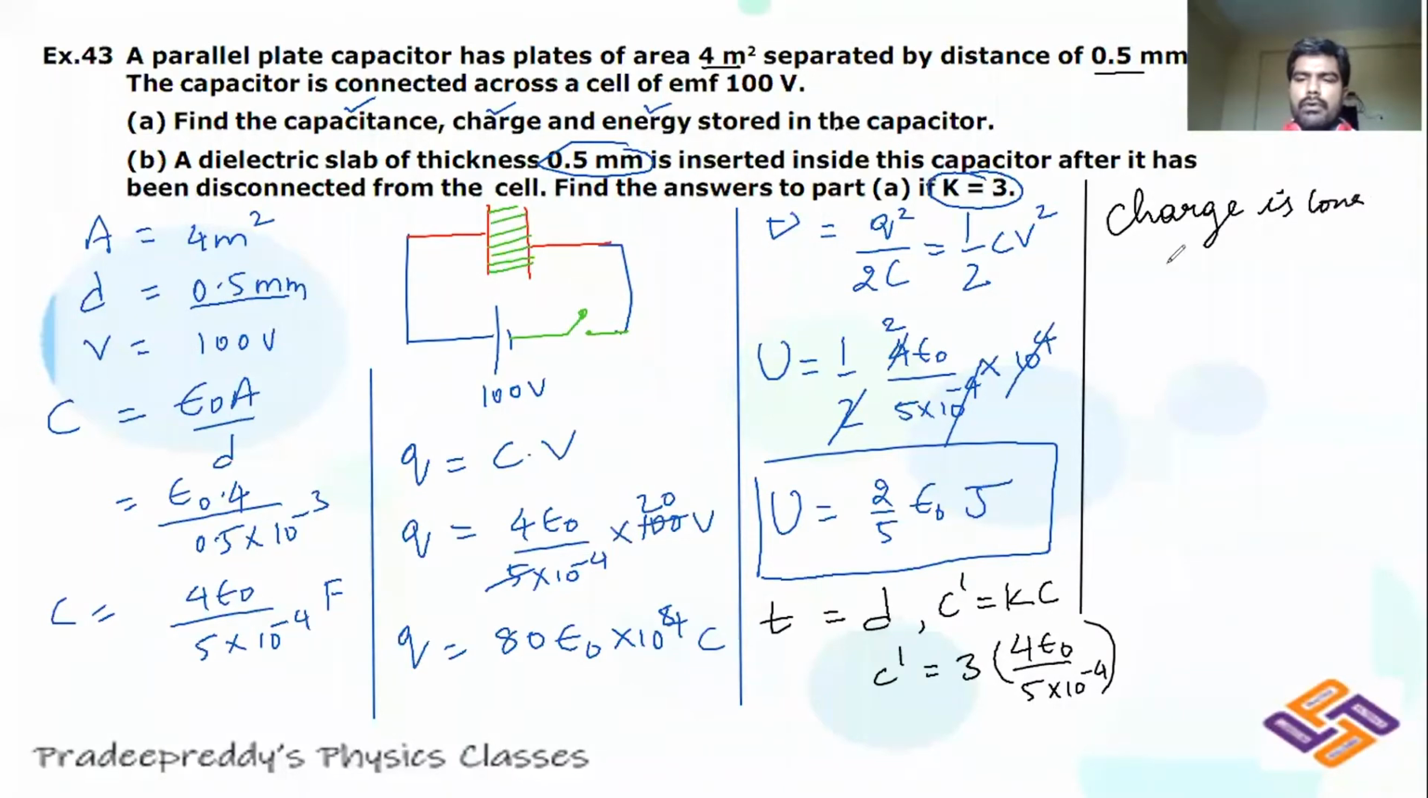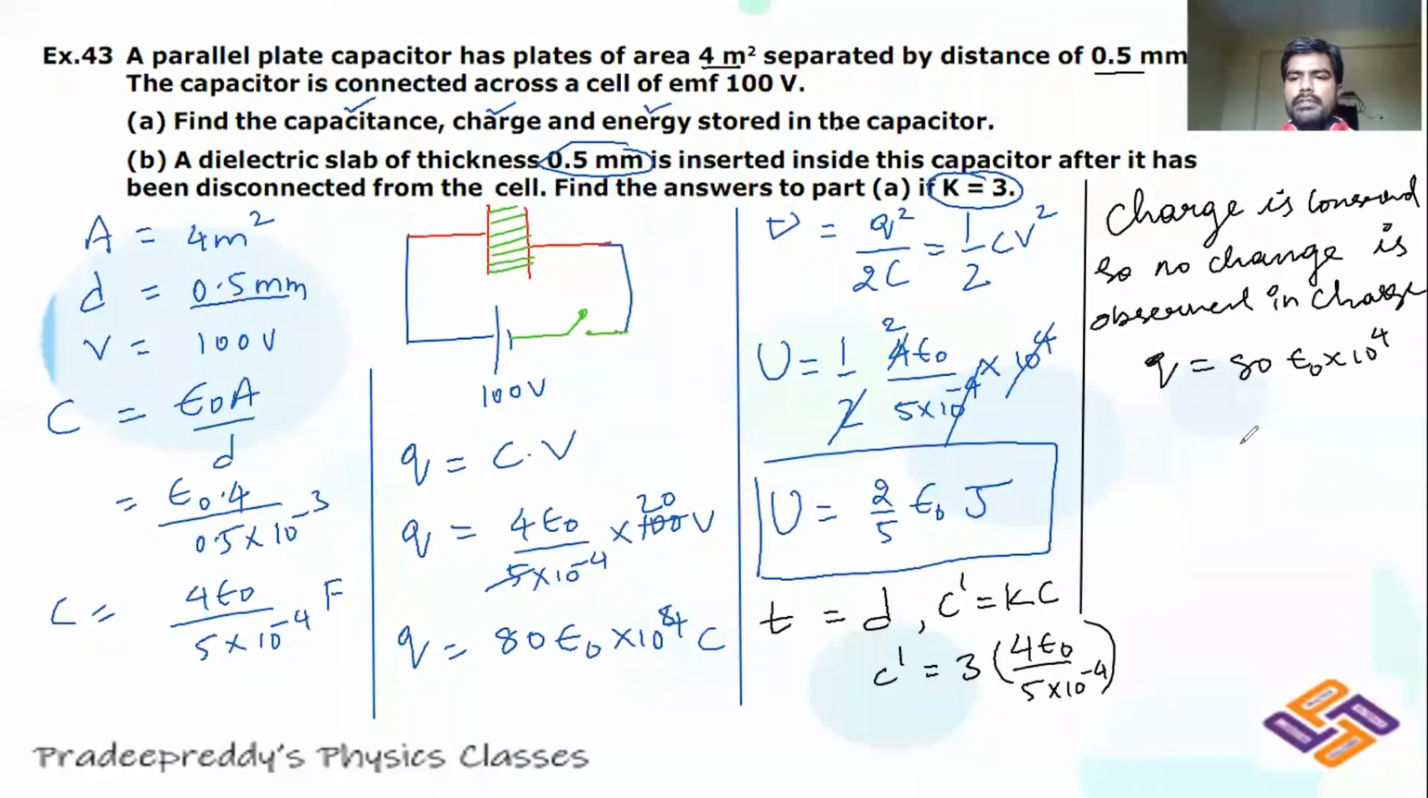So no change is observed in charge. Therefore charge remains the same. So Q will be as it is, 80 epsilon naught into 10 power 4 coulomb. Charge remains the same. Next you are supposed to find out potential energy.